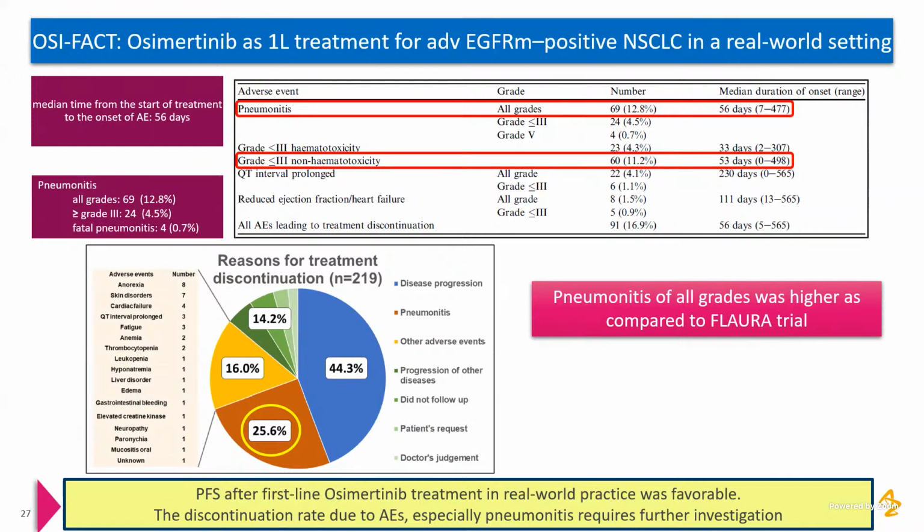In the Italian population, venous thromboembolism is higher. In the Indian population, we don't see much pneumonitis. We don't see much venous thromboembolism also. So genetically different populations have different side effects, and the Indian population generally tolerates it very well. I have not seen any patient with pneumonitis on osimertinib or thromboembolism.